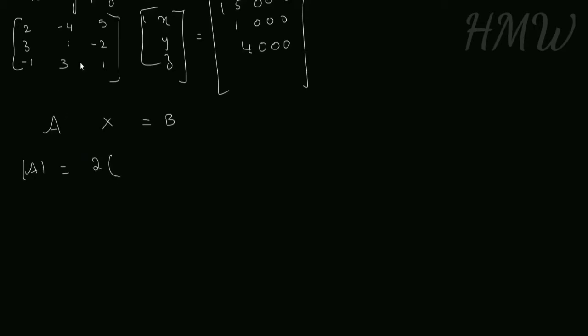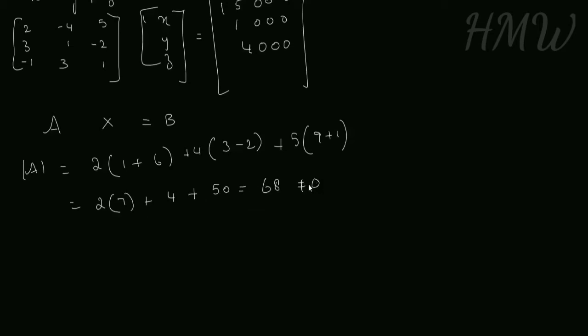2 into 1 plus 6. Minus 4 will become plus 4, 4 into 3 minus 2. Plus 2 will become minus 2. Plus 5 into 9 minus 1 will become plus 1. So 9 plus 1. So it is equal to 2 into 7 plus 4 plus 50. That is not equal to 0. Therefore, A is non-singular.